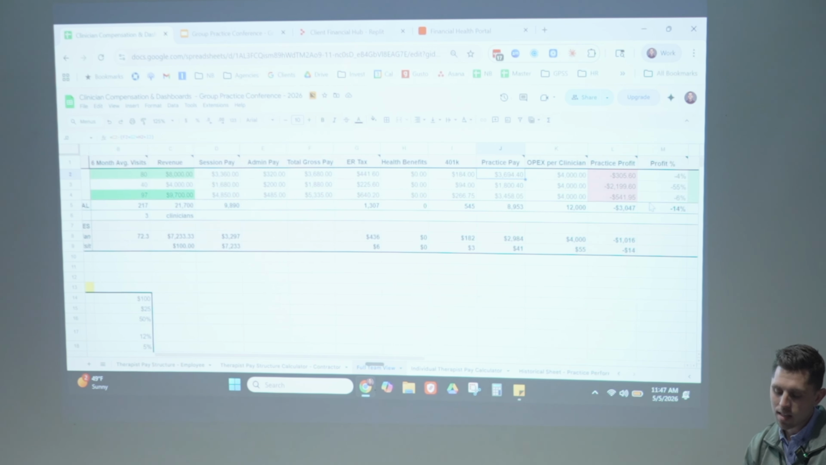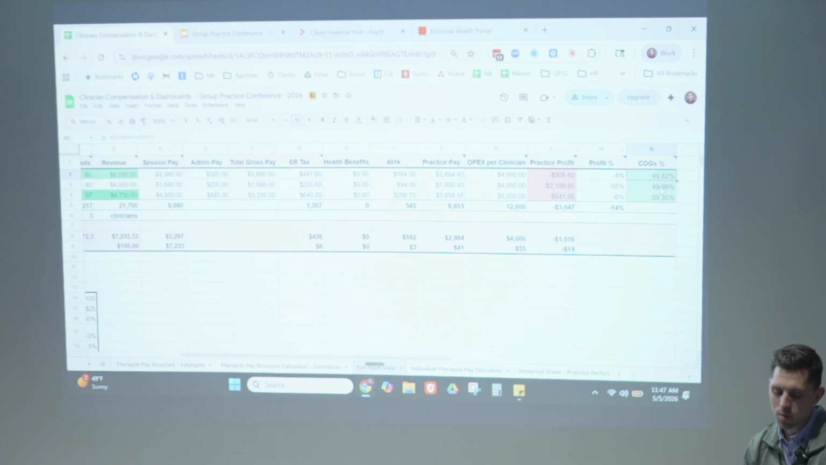But we also look at this. We look at your cost of goods percentage here, what's all included in there. And that looks pretty solid. Remember, that number needs to be 60% or less. You're only at about 50%. So that gives you a lot of confidence on your pay structure to say, hey, we feel pretty good about this. These pay structures are making sense for our practice.